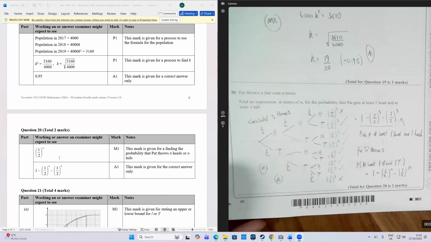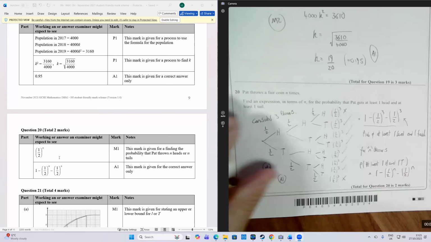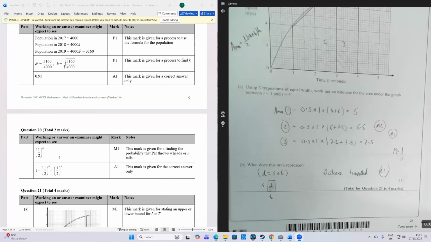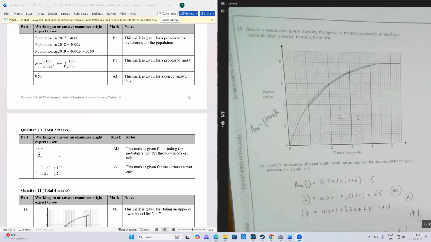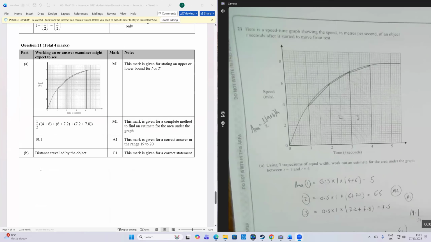So now you can see that we can generalize this. So if Pat was to throw it n times, then the probability for at least one tail and one head would be 1 minus a half to the n minus a half to the n. And that's how you work that one out. But as I say, very tricky question there. This one's a nice one, I think, but again, it's one that students find quite confusing to understand what exactly it is that's being asked here.